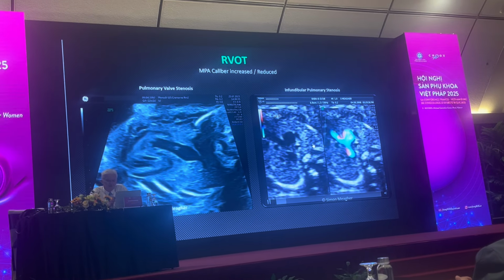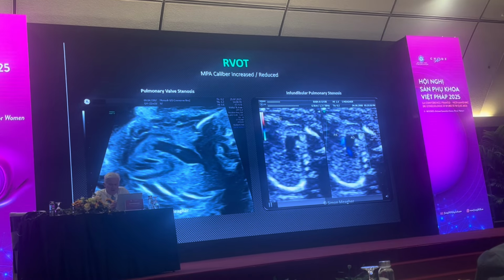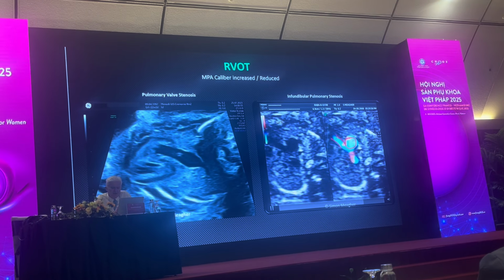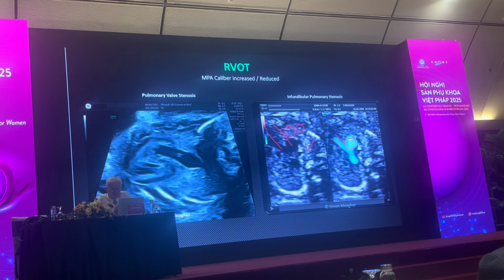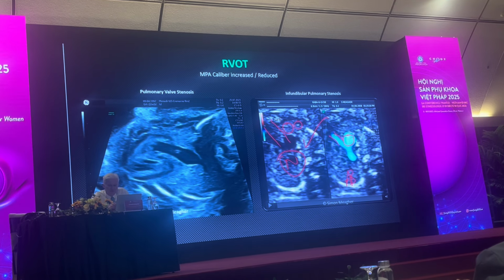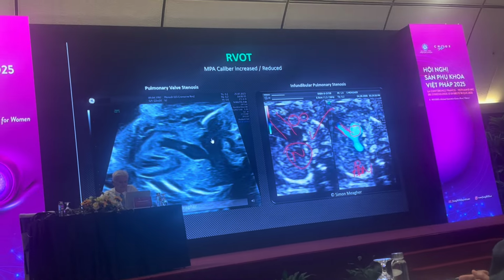When you look at this 3-vessel view, it looks abnormal. This is the aorta, which is bigger than the pulmonary artery. Normally, the pulmonary artery is the biggest, then the aorta, and then the SVC. That's normal. This is abnormal, because the pulmonary artery is smaller than the aorta.